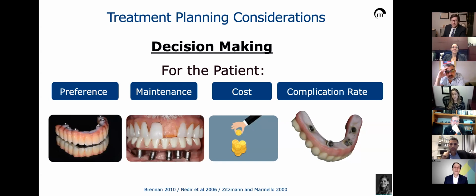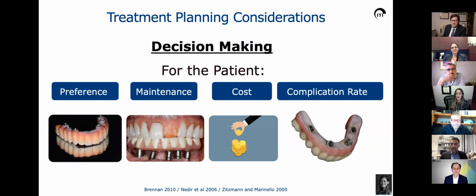We should really discuss with our patients not only the initial cost of the restoration, there is also a long-term cost for repair and replacement. So this is something we need to address and communicate efficiently with the patient.